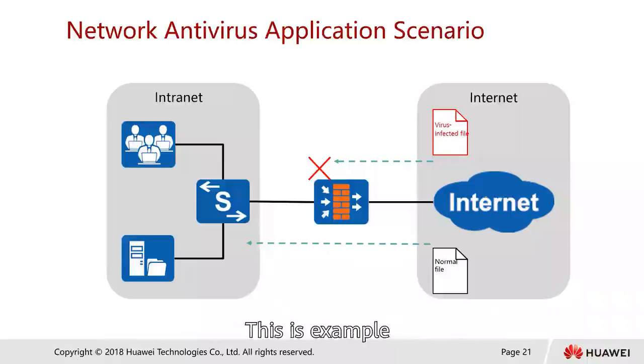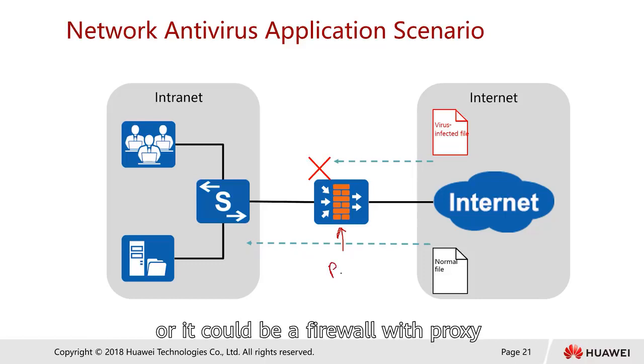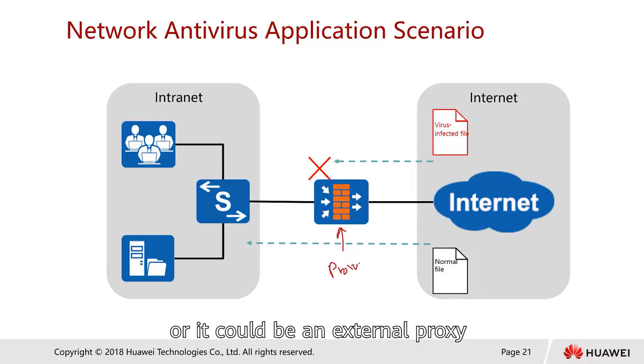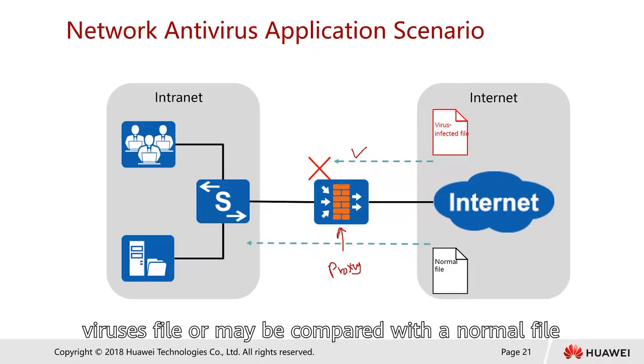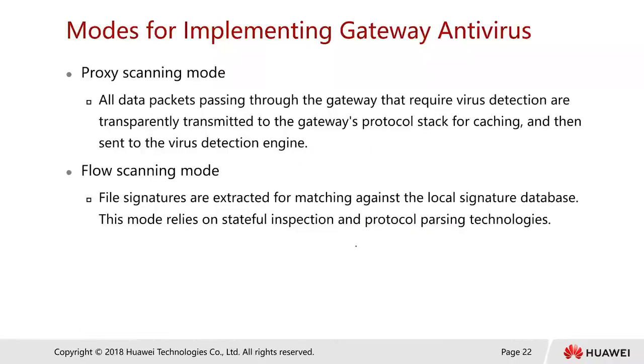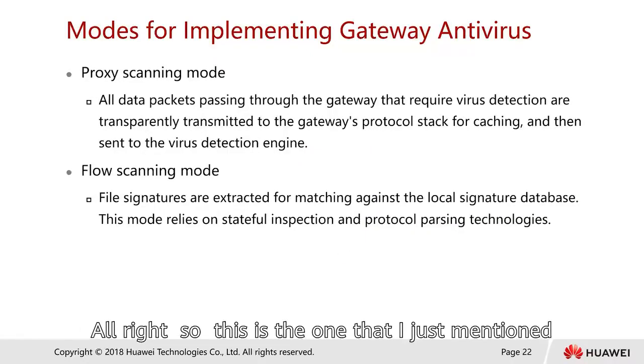So this is an example. It could be a firewall, or it could be a firewall with proxy, or it could be an external proxy that will scan every single file that we download from the internet, so that it can differentiate between infected virus files and normal files. Okay.